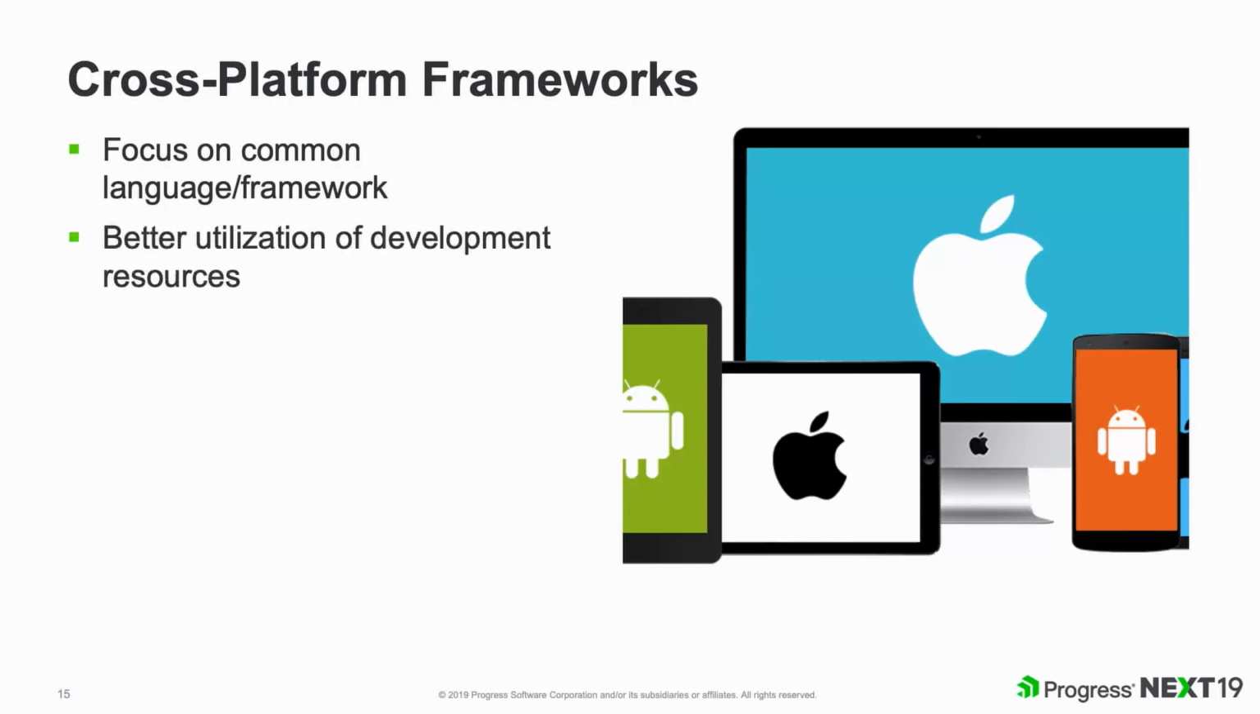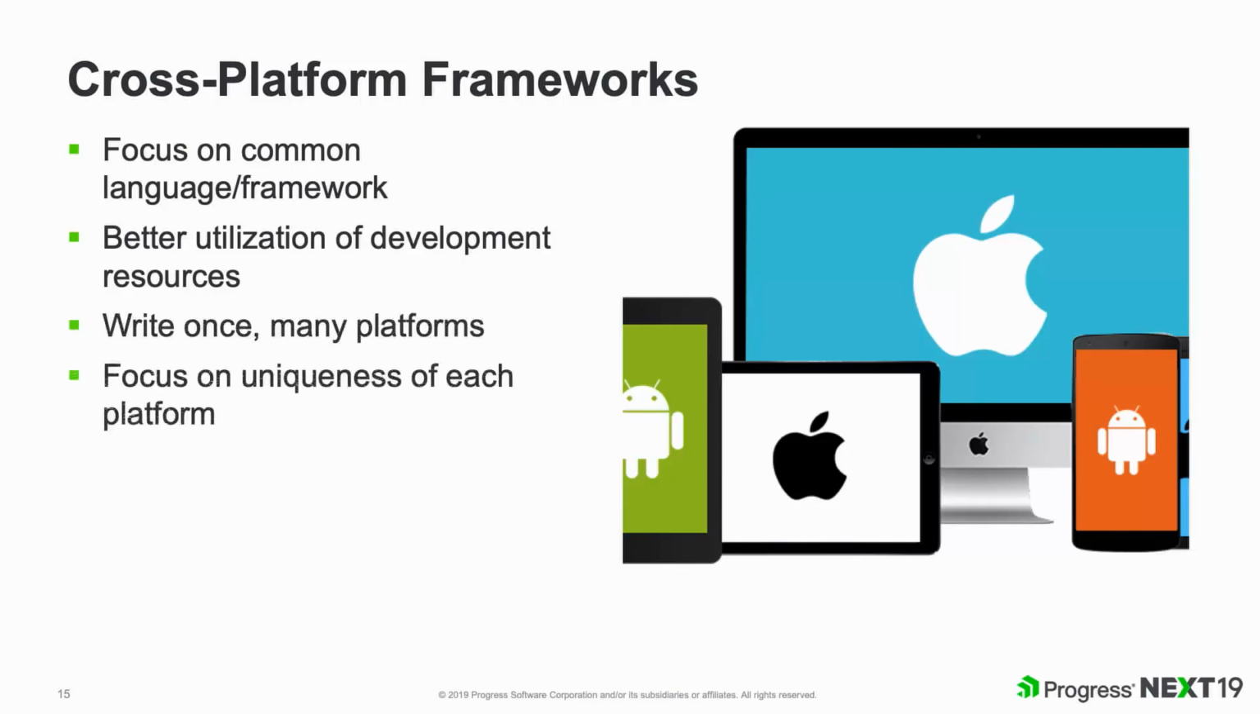It gives you better utilization of your development resources and allows your developers to focus on one specific way of doing things. You can write once, deploy to many platforms, and then you only have to focus a little bit on the uniqueness of each platform. For example, if you want to tweak your Android UX a little bit to match how users expect to see things in Android versus iOS, you can do that while sharing the bulk of your code among the two different platforms.